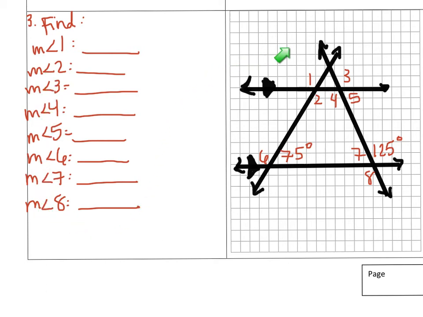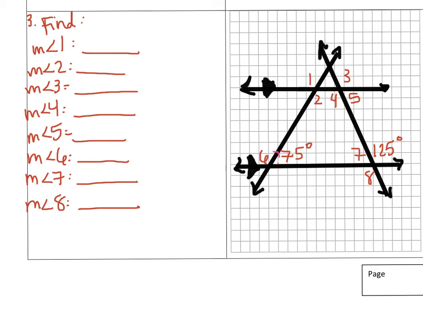What I want you to do is look at the picture and fill in as much as you know based on the two parallel lines. These are the only two parallel lines, and then these side ones, they are the transversals. Okay, so based on what you know, fill in as much as possible, then we can come back right here and answer the questions. So let's start with the first degree I have, which is 75.